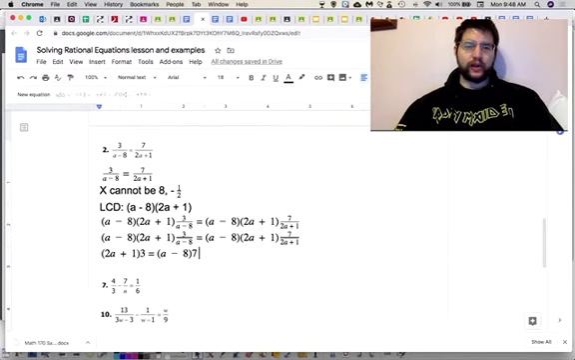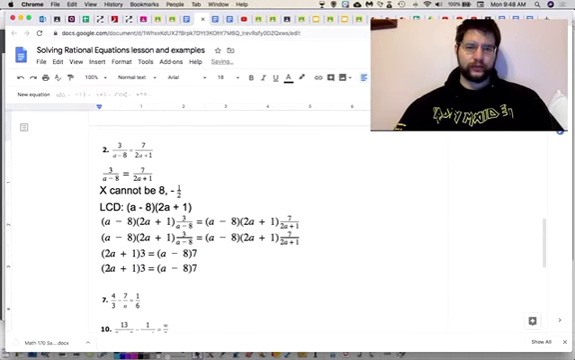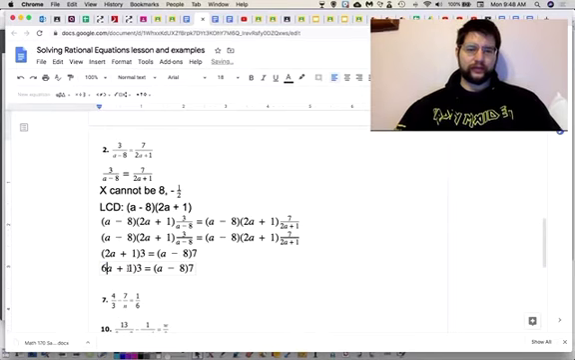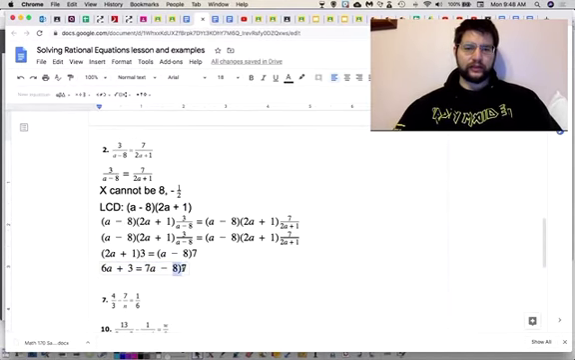Next step is the distributive property. I'll copy it, even though it's not going to help much. So 3 times 2a, that's 6a. 3 times 1 is 3. 7 times a is 7a. 7 times 8 is 56. Well, it's negative 8, so it's negative 56.